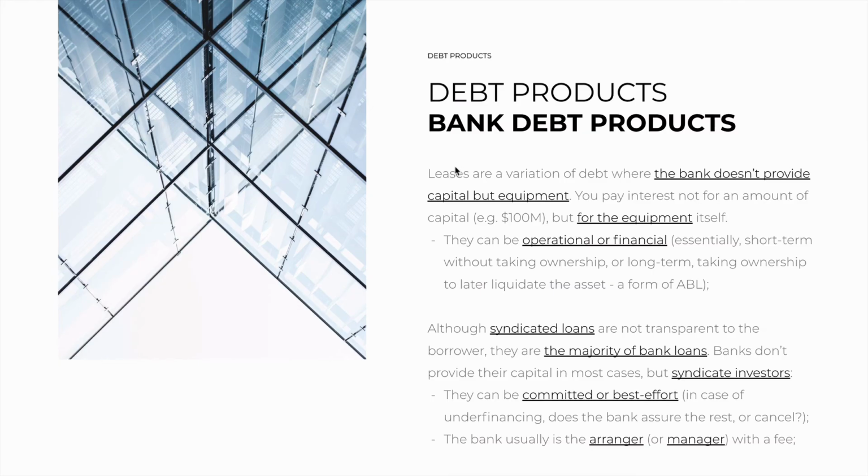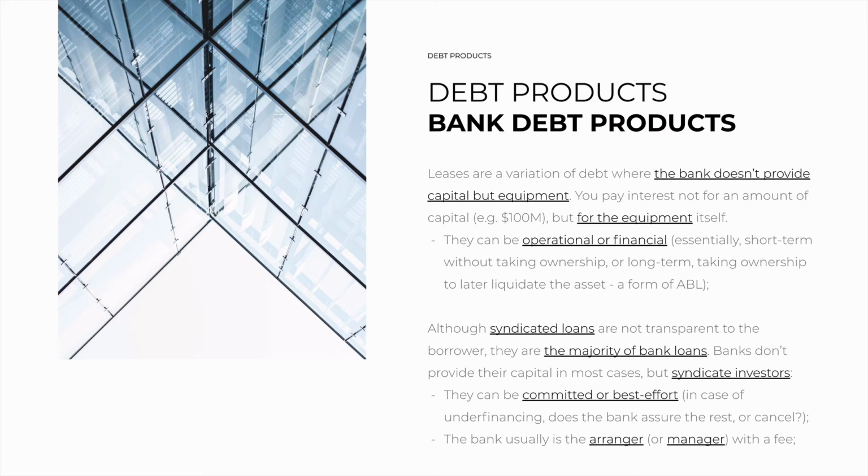Then we have leases. Leases are a variation of that, where the bank doesn't provide capital, but they provide equipment. Usually, it's not the bank's equipment, they act as an intermediary. So what happens is that you pay interest periodically, not for any amount of capital that you've borrowed, such as 100 million, but for a piece of equipment that may be worth 100 million.